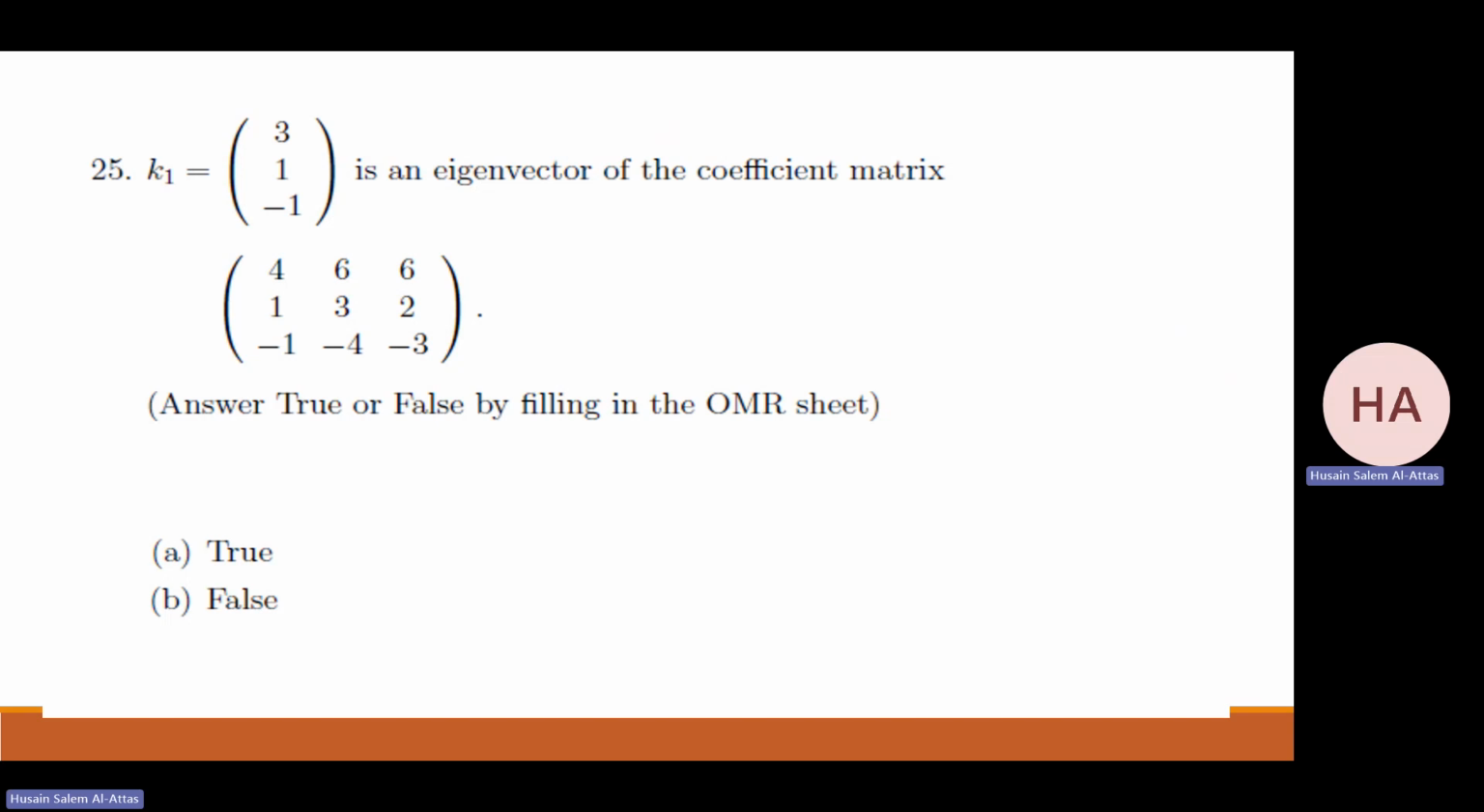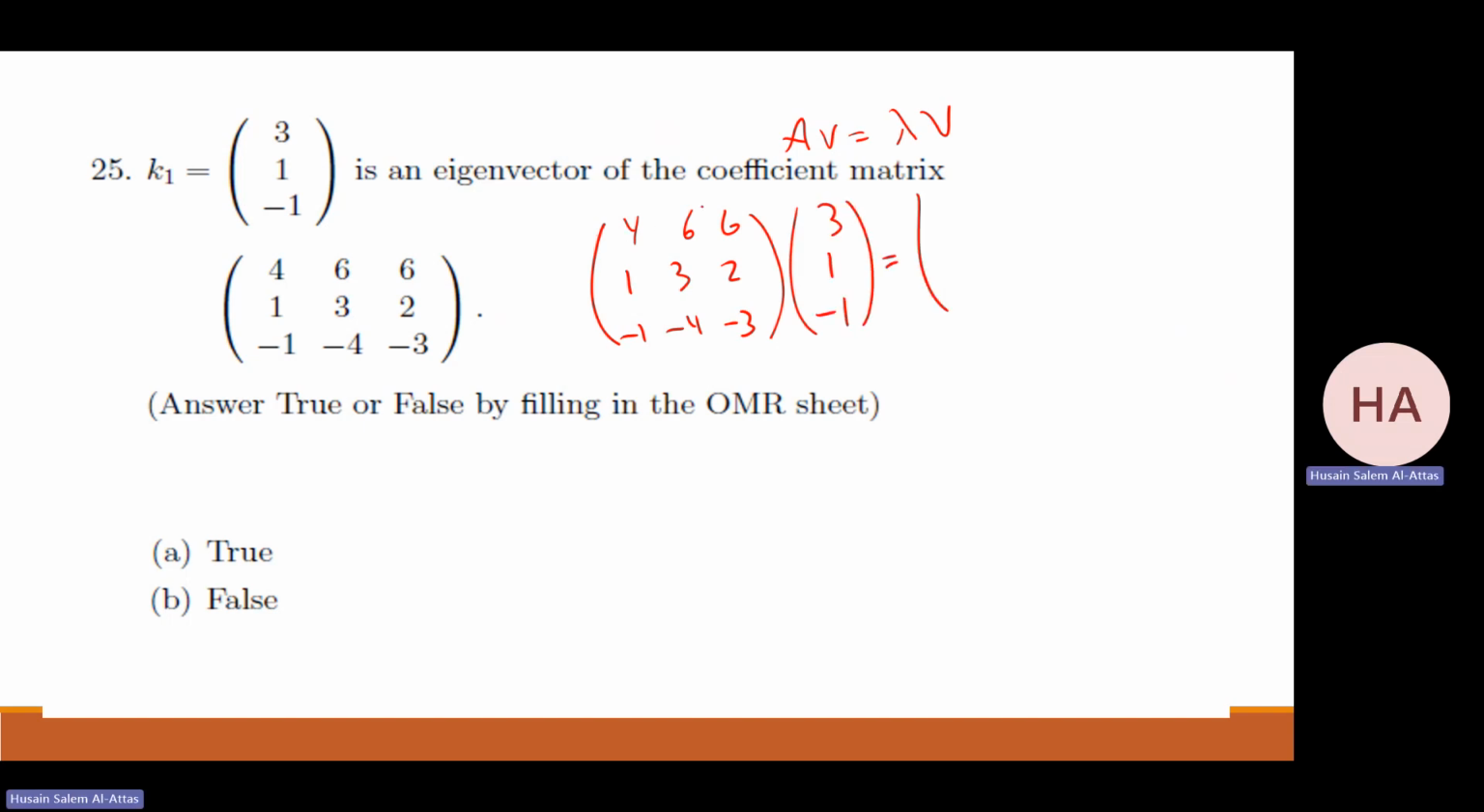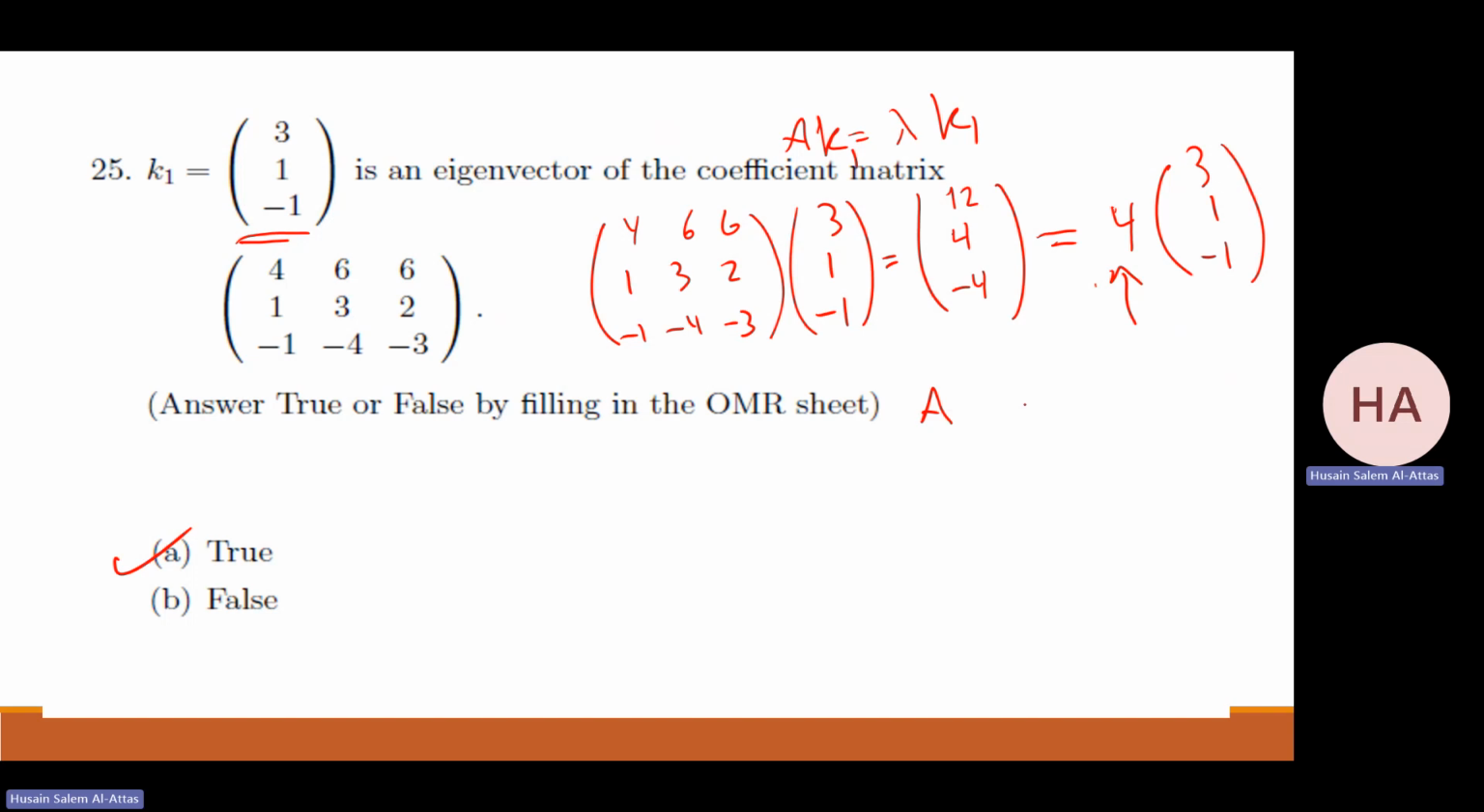Is this an eigenvector of this? True or false? Let's check. I need to check AV equals lambda V. So let me check this. 4, 6, 6, 1, 3, 2, minus 1, minus 4, minus 3 times V. Check what we will get. That will be 12 plus 6 minus 6. That will be 12. 3 plus 3, 6. 6 minus 2, 4. This is minus 3 plus 3 minus 4. Can I write this in terms of this one? 3, 1, minus 1. Yeah, times 4. That will be 12, 4, minus 4. So yes, it's an eigenvector, and this is the eigenvalue. So I have AK1 equal lambda K1, which is 4 K1. So it's an eigenvector, so this is correct.